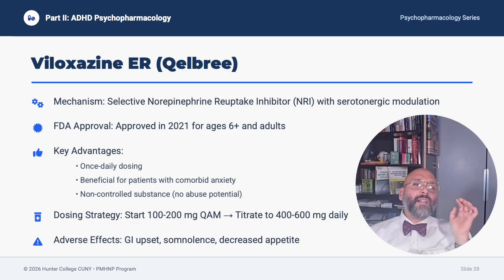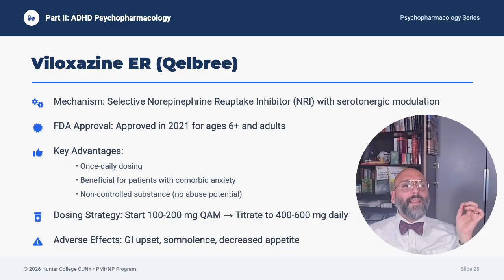Now, this is the last non-stimulant drug we're going to cover here. This is viloxazine, also known as Qelbree. This is one of the newer options for ADHD, and it fills a very specific niche. This medication is a selective norepinephrine reuptake inhibitor, a lot like atomoxetine, Strattera, right? But it's not the same drug.